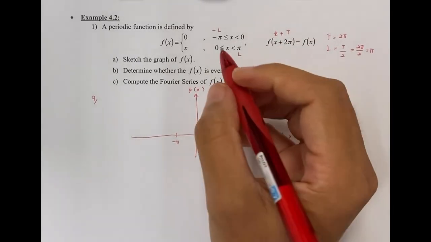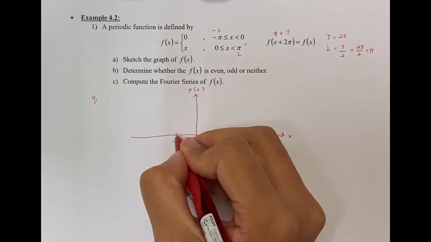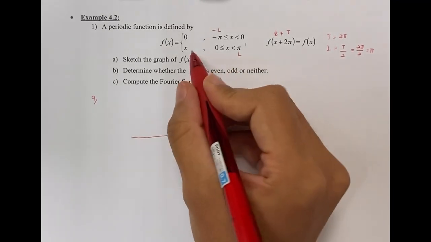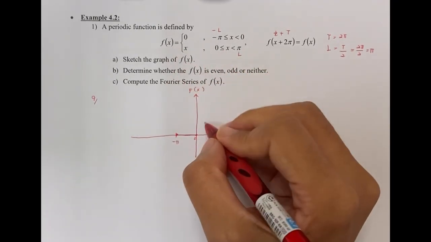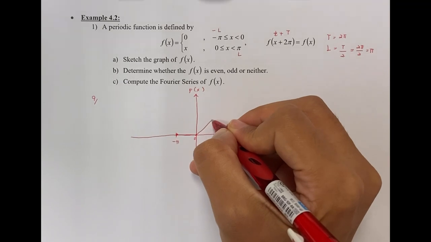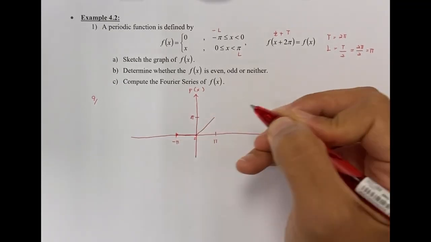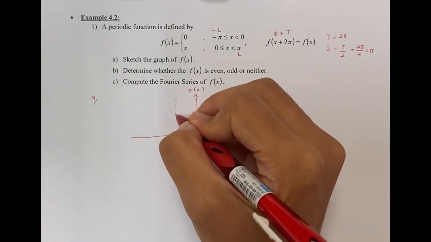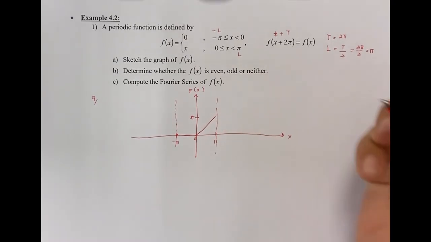For negative pi to 0, you have 0, so you have this line from negative pi to 0. Then from 0 to pi, you have x, so it is a linear line. Sorry, this is your pi. So you have this kind of graph, and your period now is negative pi to pi.